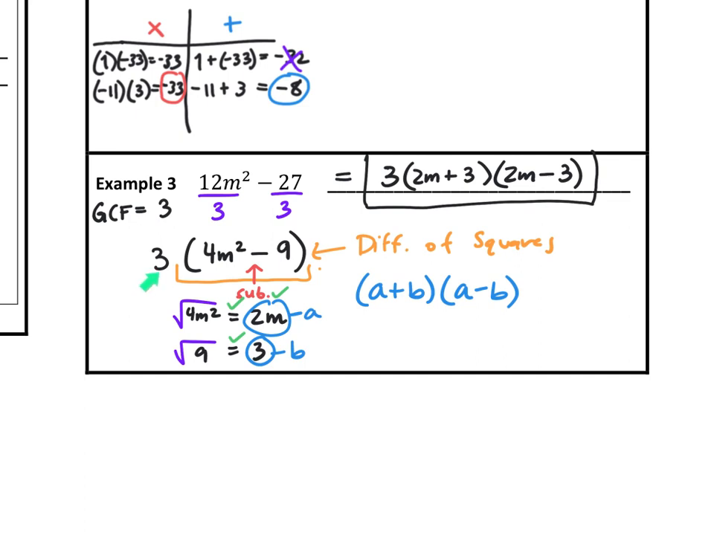Okay, so again, make sure that you bring over the GCF. And then we said that this part that I underlined in orange is a difference of squares, and so we use the rule for the difference of squares to get these two parentheses. Okay. And then let's go to the last page.